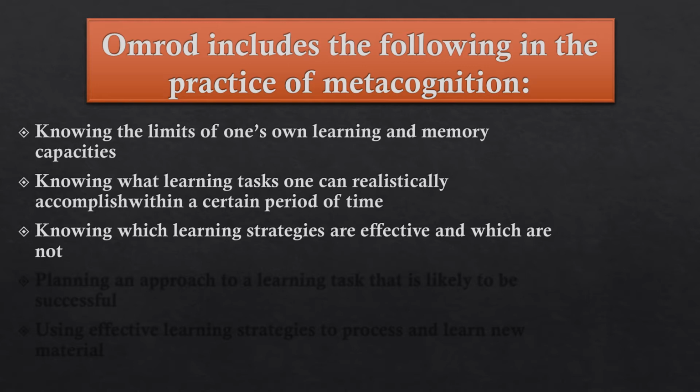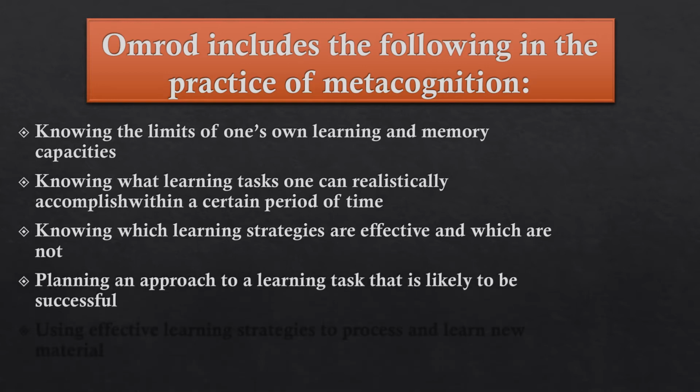Next, knowing which learning strategies are effective and which are not. So, for example, if you feel like science is easier than math and you finished science first, then you are using metacognition. You know your strategies and you are making use of them.